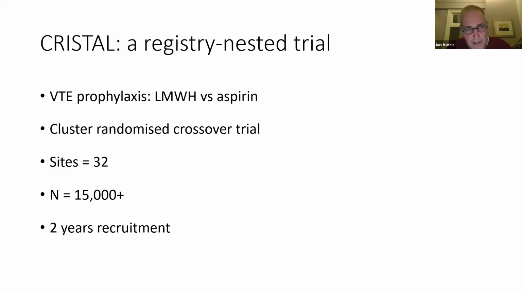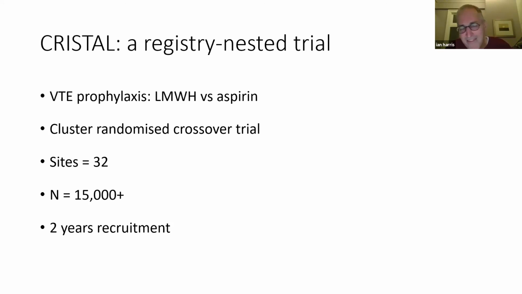And the country's pretty divided, and there's this perennial argument, and it's never been solved because the largest RCT to date had about 780 patients in it, which wasn't large enough, and it was stopped early. So we're doing a cluster randomized crossover trial where hospitals are randomized to use one or the other, and then they cross over to use the other.